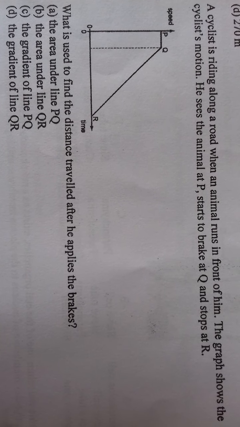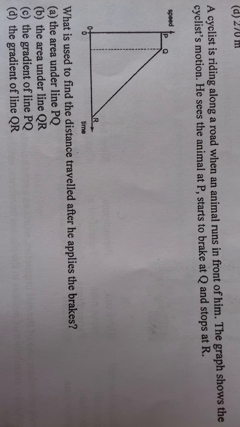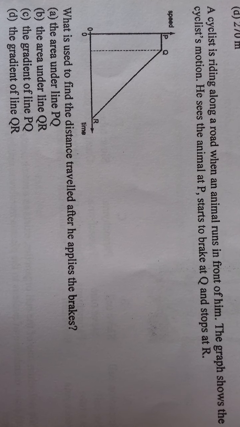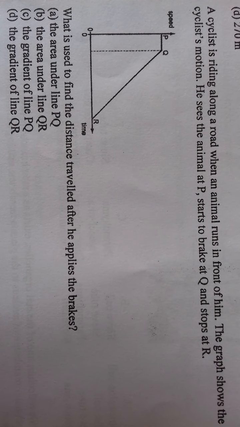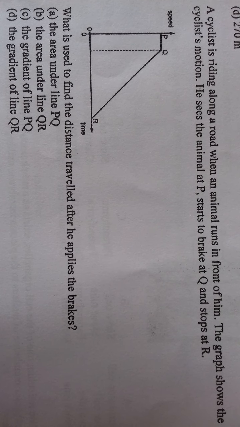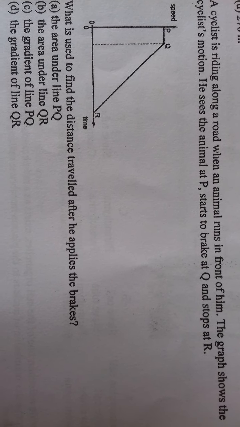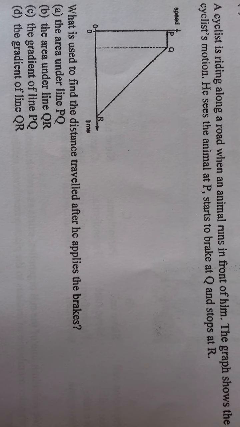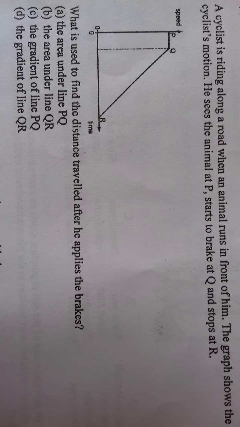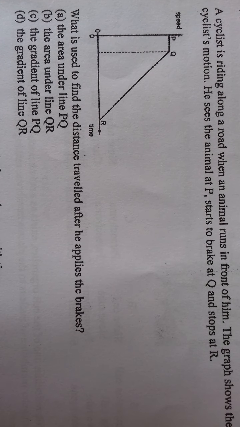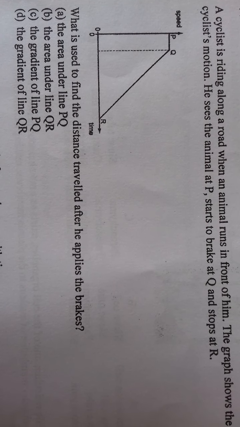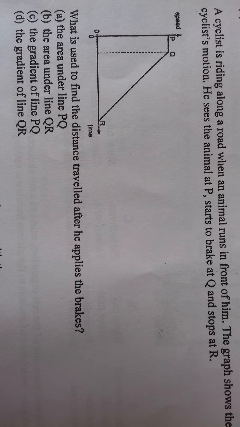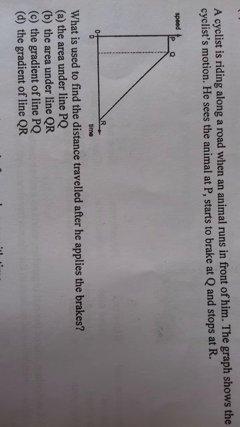Okay. Now QR, what is used to find? What is the question here? What is used to find the distance travelled after he applies the brakes? So here we know that to find out the distance travelled, we always see area under the speed time graph. So to find out the distance travelled after he applies the brakes, distance travelled will be given by area under the QR part of the graph. So if we look at the options, area under line PQ, area under line QR, yes, this is correct. So B option is the correct answer.